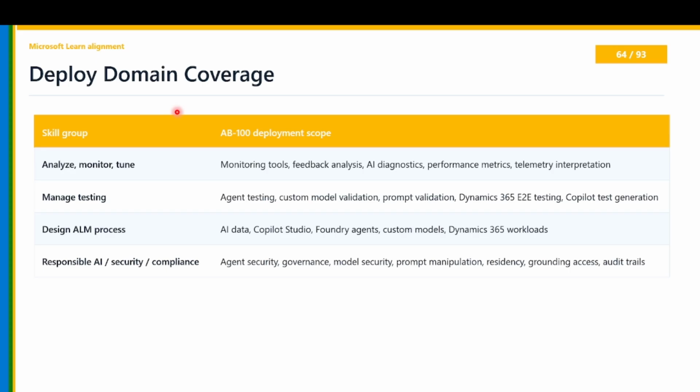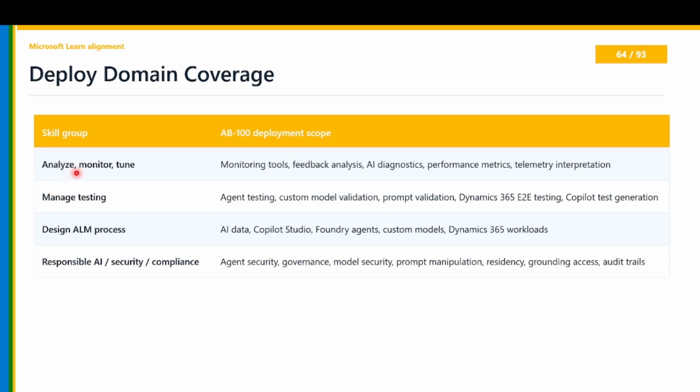We've discussed all of this, when to build on Copilot Studio, when to build agents on Microsoft Foundry, and when to use Microsoft Office 365 Copilot to build agents. So I think by now we're all familiar with these tools and when to build. So let's look at deployment domain coverage. We'll be looking at the skill groups and AB-100 deployment scope. This is very important, guys. There are several questions from the examination on these skills.